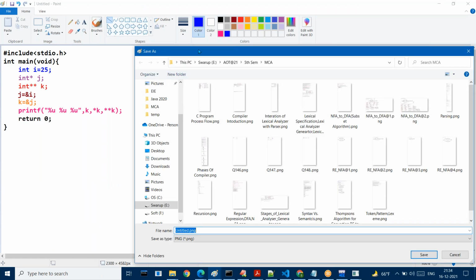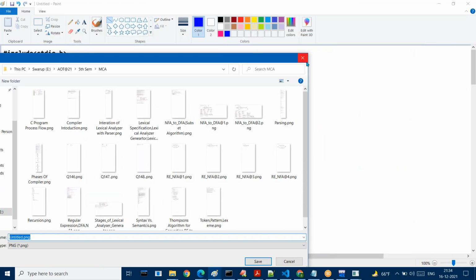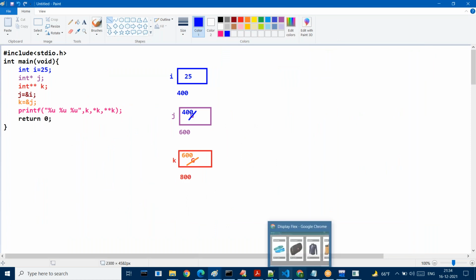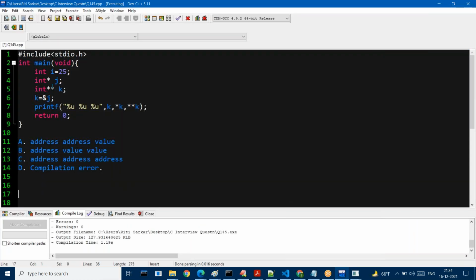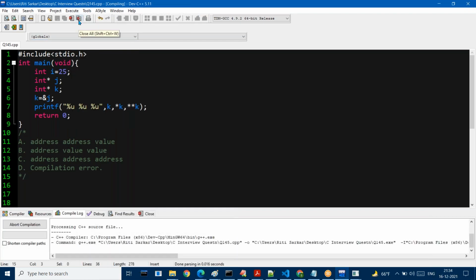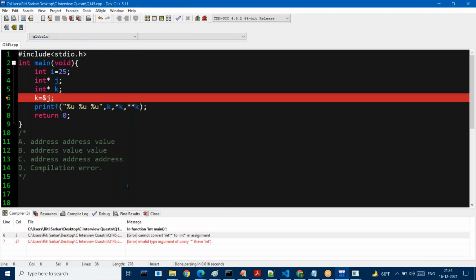No, Ayush, if it is only *k, it will not give any error, but it will give you a warning. If you only write *k, you are making a mistake, but for that you are not going to get any compilation time error. Only the compiler will tell you it's an incompatible type, don't do this type of stuff. Warning it will provide. See, it is giving a warning. Where is it giving the warning?